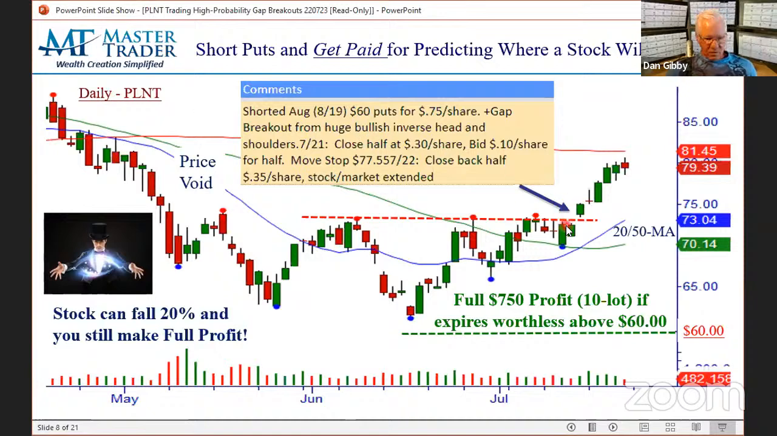And Greg, I love asking you this question. So we shorted the $60 puts way down here. I did the math. This was at 75 bucks when we entered. So if you divide $15 by 75, the stock can fall 20% all the way to this green line, and you still make money.